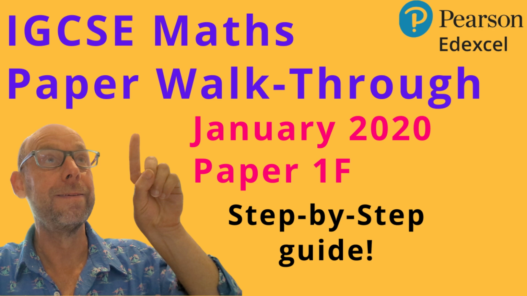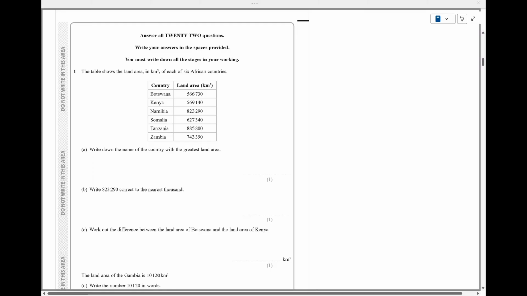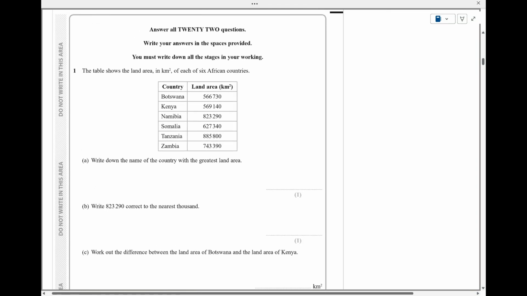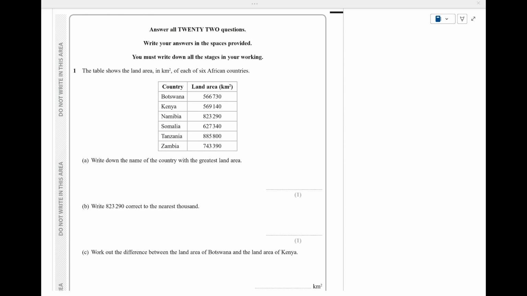Right, let's get on with the maths. Okay, question 1. The table shows the land area in square kilometers of each of 6 African countries. Let's take a moment, make sure that we understand what the table is all about. Right, write down the name of the country with the greatest land area. So I'm looking for the largest number. Here, it's going to be one of the ones that begins with an 8. It's going to be this one, isn't it? And so the name of the country with that largest land area is Tanzania.